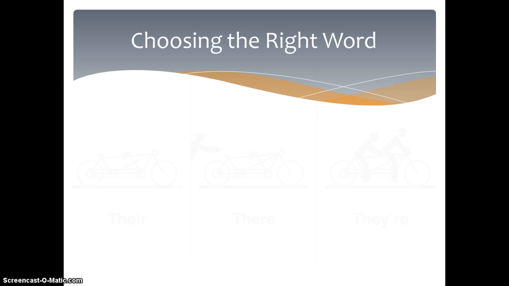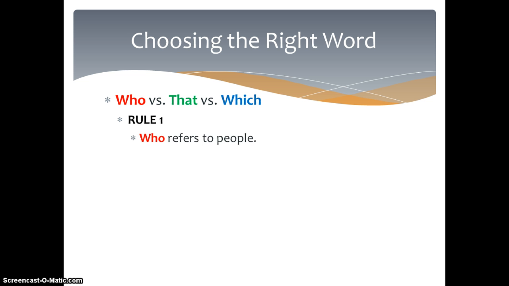So, another choosing the right word situation: who versus that versus which. There are two rules that we need to look at with these. Rule number one, who refers to people. That and which refer to things.